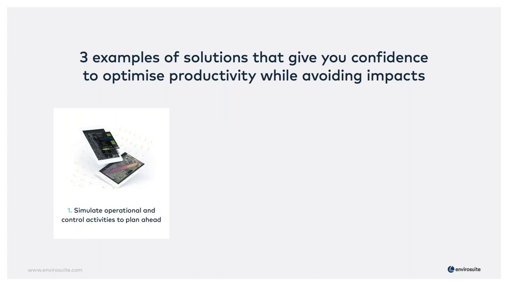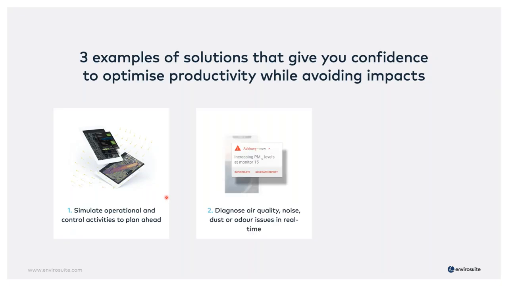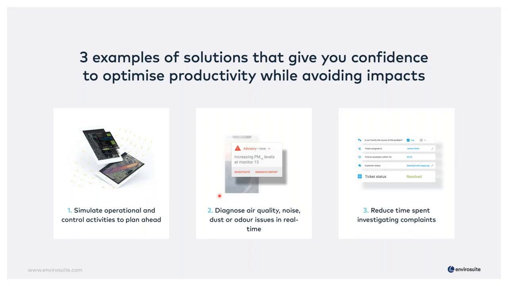So let's have a look at the 3 examples of solutions that will give you confidence to optimize your productivity and avoid any costly impacts. The first thing we'll look at is simulating the operation control activities to plan ahead. Then we are going to investigate diagnosing air quality, dust, and odor in real time and how we can use that. And lastly, we're going to talk about how you can reduce the time you spend investigating complaints that may come in from the community that impact your organization, and spend more time focusing on your core business.